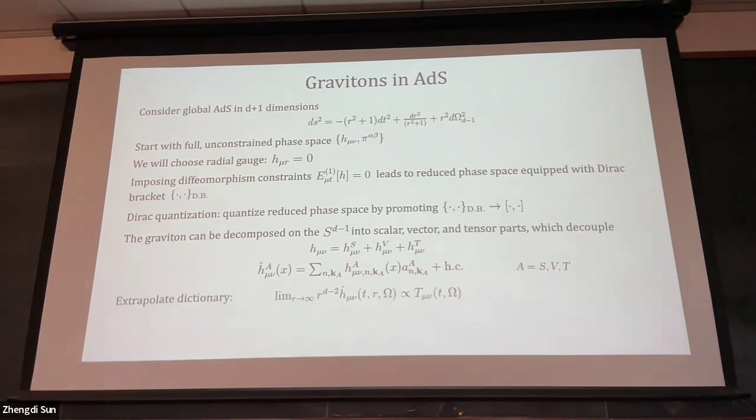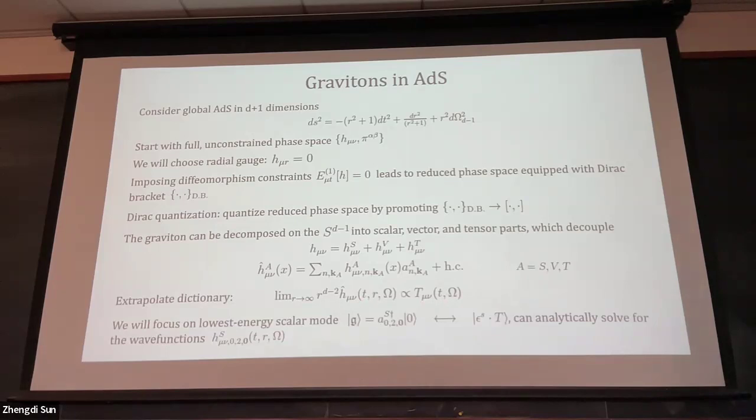Okay, and there's also an extrapolate dictionary which relates the bulk graviton to the boundary stress tensor. They're related in this way. You take the limit as r goes to infinity, to the boundary, of some power of r times the graviton operator. That gives you the CFT stress tensor, up to some proportionality. Okay, and the state we want to consider, I'm going to consider the lowest energy mode of this scalar part of the graviton. This corresponds to the state I considered in the CFT, T dotted with the special polarization.